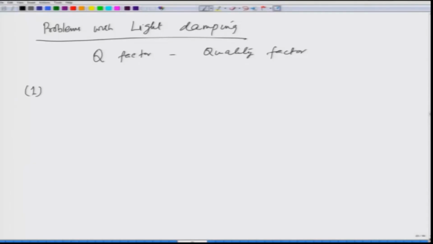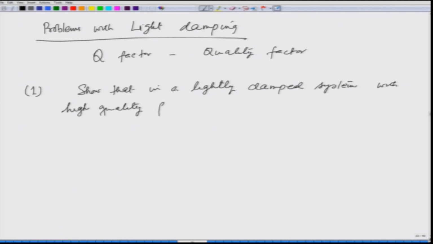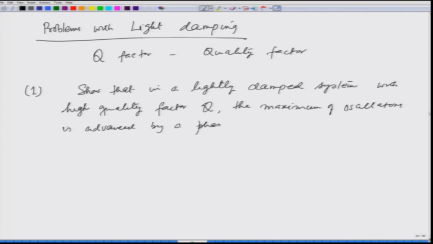So, problem number 1: show that in a lightly damped system with high quality factor Q, the maximum of oscillations is advanced by a phase phi equals 1 over 2Q.